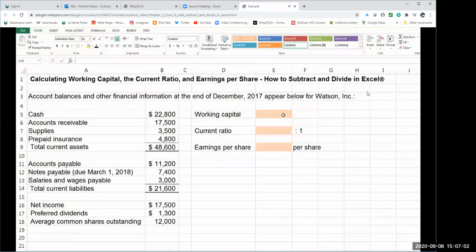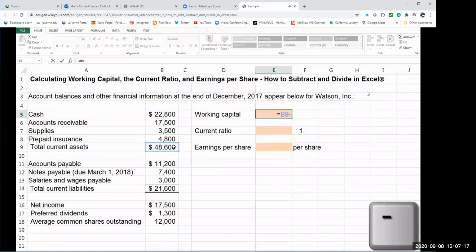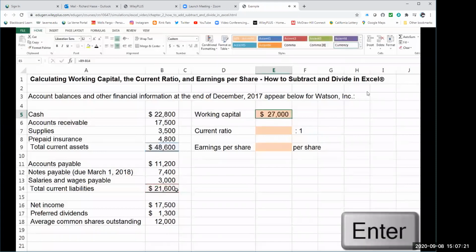Place your mouse pointer in cell E5 and type the equal sign, as all formulas in Excel begin with an equal sign. Immediately select cell B9. Excel uses the dash as the subtraction sign. Type the dash sign and immediately select cell B14. Press the Enter key. The amount of working capital will appear in cell E5.